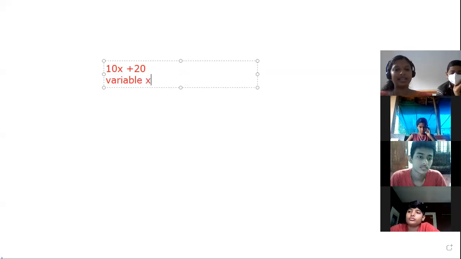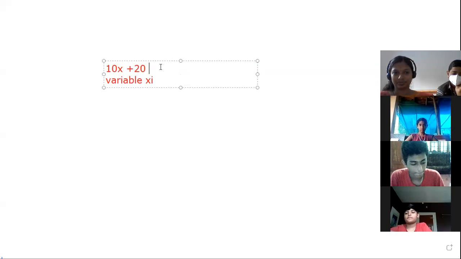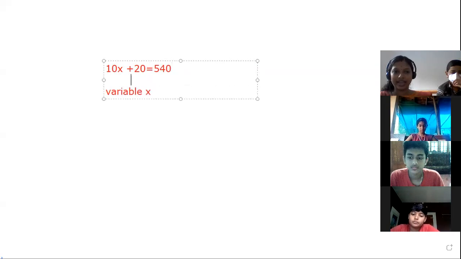So you will get the idea of a variable. You can see in your textbook, page number 78. A variable takes different numerical values. That is, its value is not fixed. In this case, 10x plus 20 may equal 540 in the first case, or 220 in the second case, and so on. You will get different answers for this equation according to your number. The number x may change, and we call it a variable.